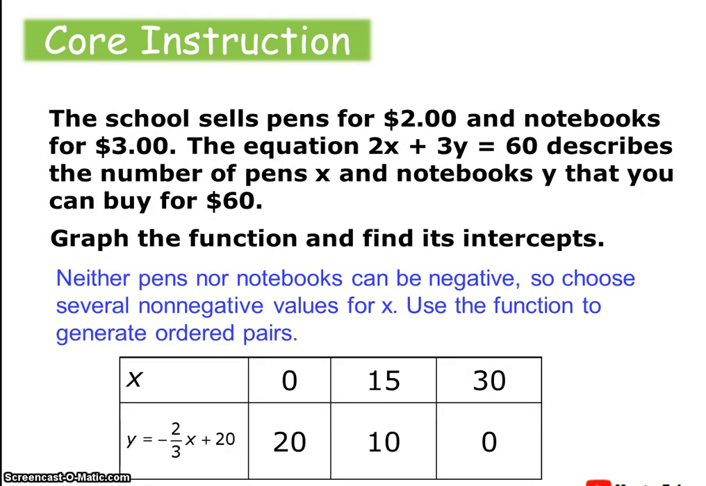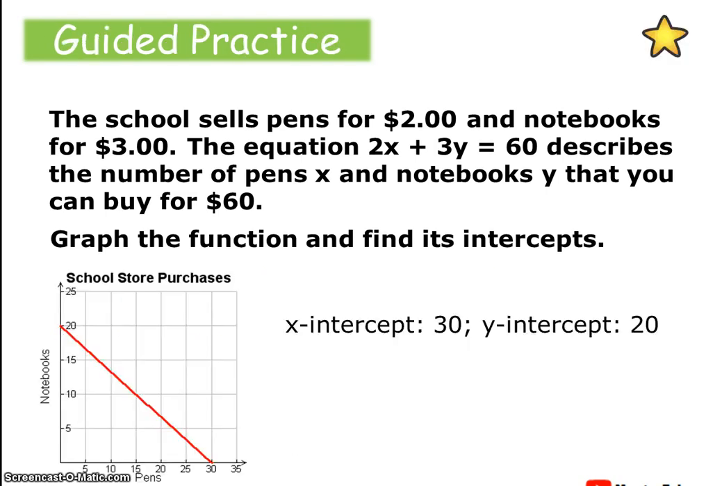I rewrote it in y equals form since we're plugging in values for x, and that was what was recommended in the last lesson. Since I'm plugging in values for x, I want to know what y is, so this makes it a little more efficient. So when x is 0, y is 20, x is 15, y is 10, and x is 30, y is 0. I'd like to have at least 3 points, 2 points minimum, but 3 points is better.